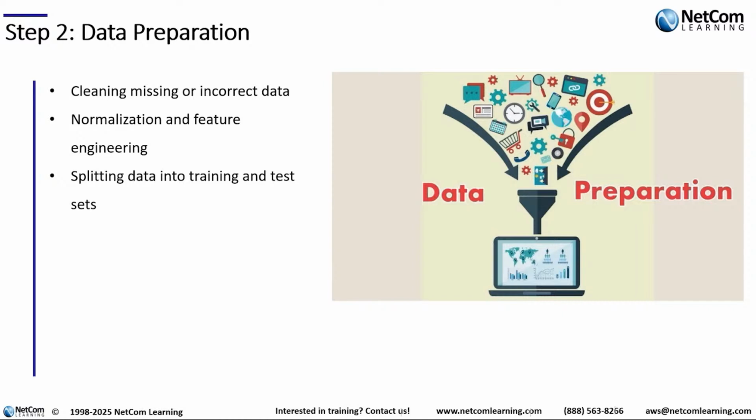Finally, it's important to split your data set into training and test sets. Typically about 70 to 80% of the data is used to train the model, and the remaining 20 to 30% is used to test how well the model performs. This helps you evaluate the model's accuracy and avoid overfitting, which occurs when the model memorizes the training data but does not generalize well to new inputs.